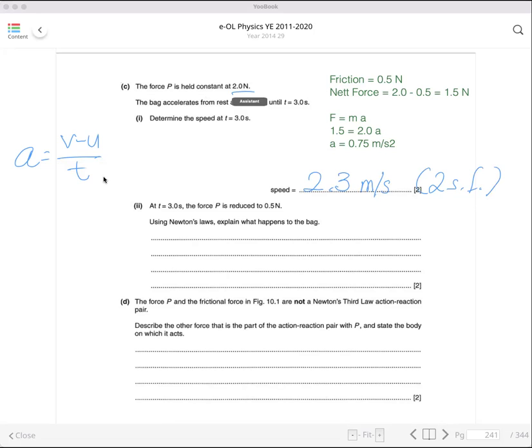Okay, well done. So your answer for this will be 2.3 meter per second, to 2 SF, because in your question, everything is given to 2 SF. So my final answer shouldn't be more accurate. Clear?